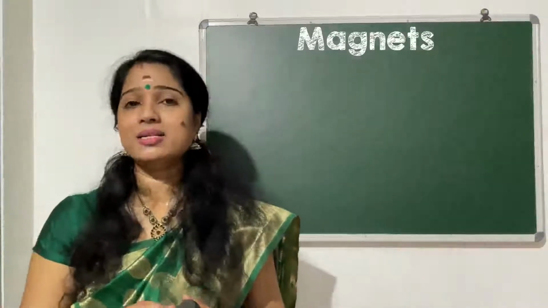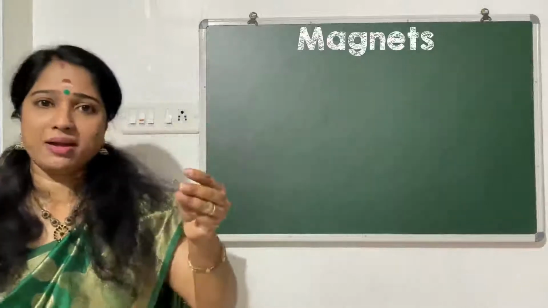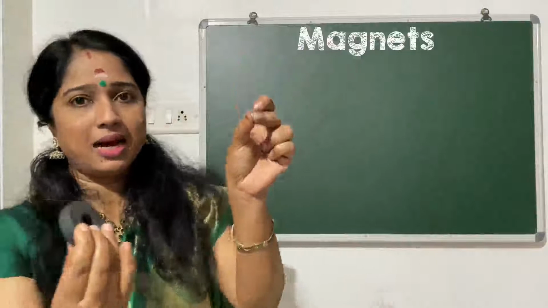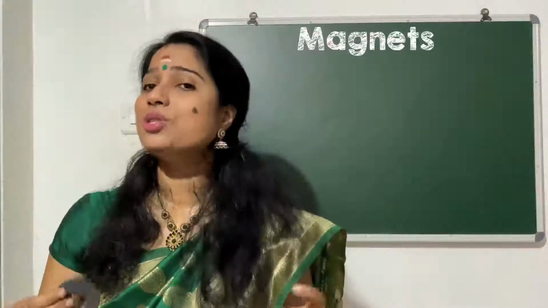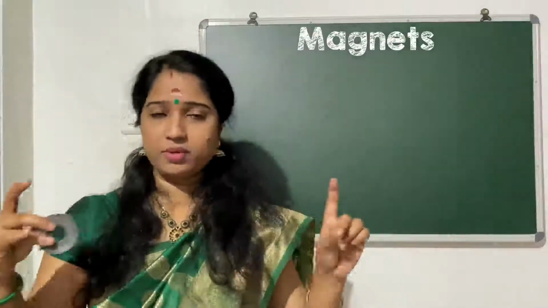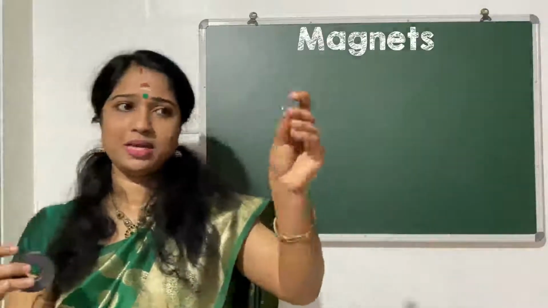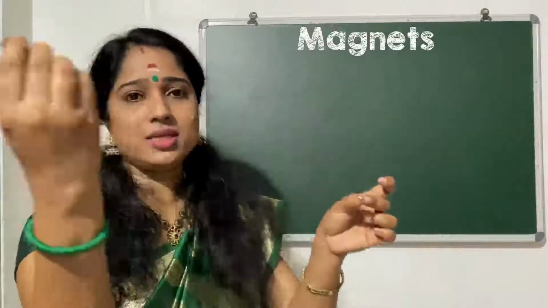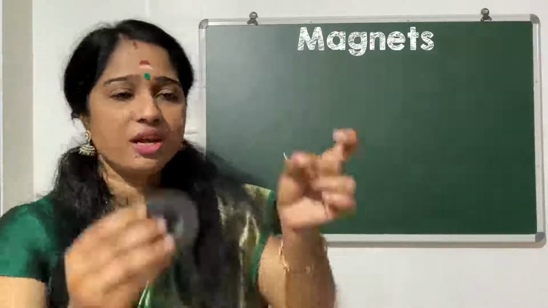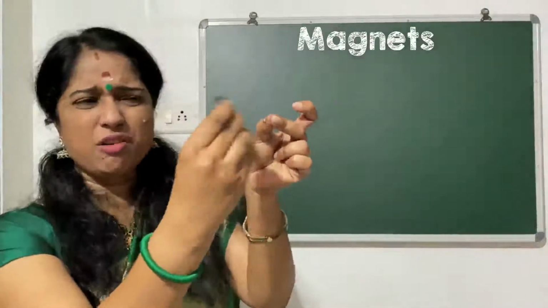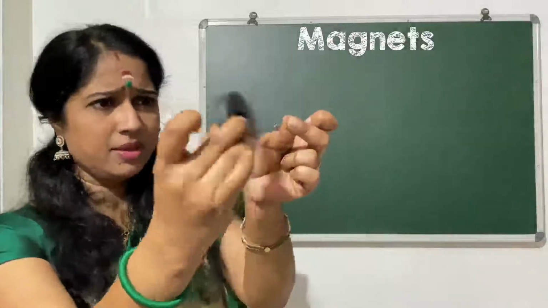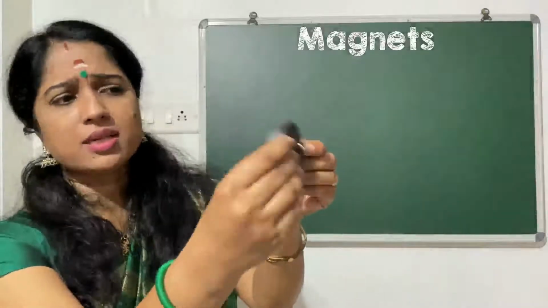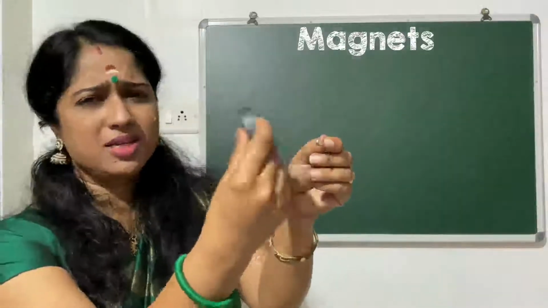Another thing is that we can make a temporary magnet by just stroking. Just imagine this is an iron object. Of course, this is also an iron object. So I need to stroke this with the magnet in one direction. If I stroke this in one direction, like this, this is the touch and stroke method. If I just stroke this continuously for a long period of time.